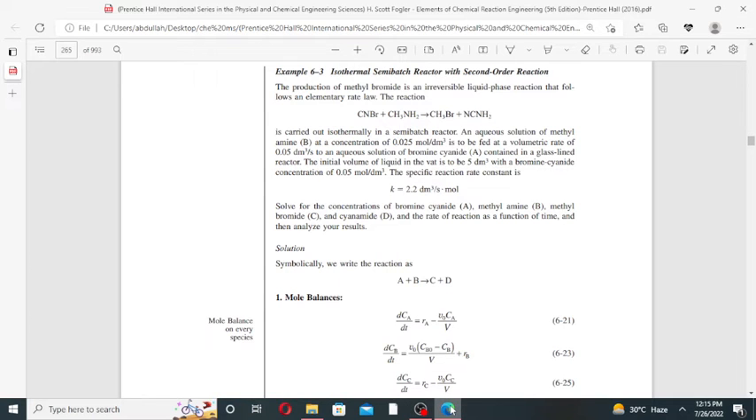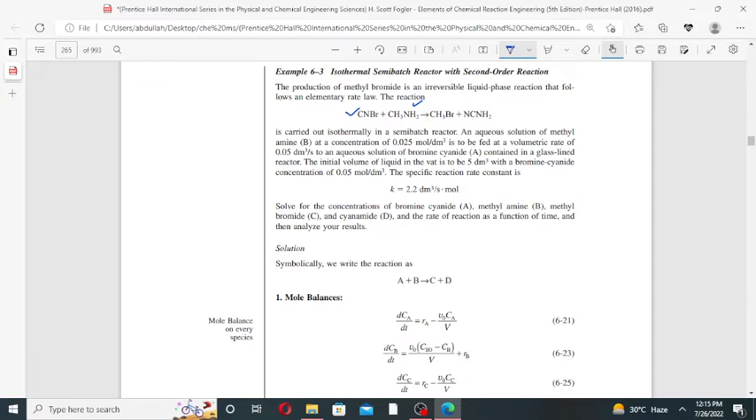Hello everyone. In this lecture we will discuss a semi-batch reactor with a second order reaction. The production of methyl bromide is an irreversible liquid phase reaction that follows an elementary rate law. Bromocyanide reacts with methylamine, and it will give us methyl bromide and cyanamide.